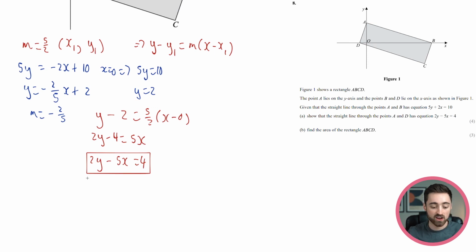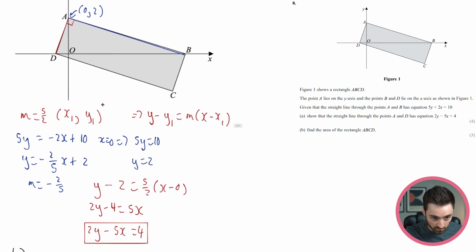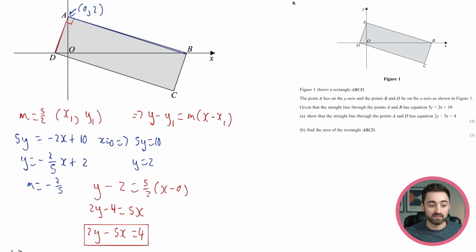Okay, find the area of the rectangle ABCD. Obviously the area of a rectangle is width times height. If we could just find the length of AD and the length of AB, then I can just multiply them together. Let's start with AD. We know this point A. If we just knew this point D, then we could use Pythagoras to work out the length of that line AD.